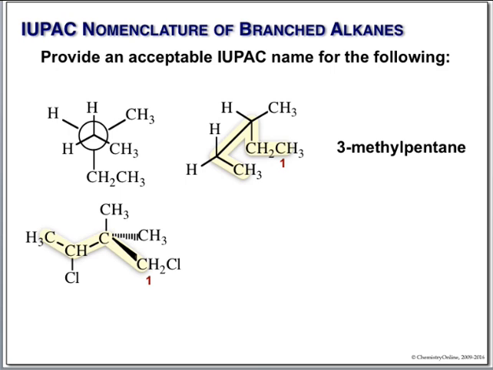So think about how you put this together then. We have 1,3-dichloro, 2,2-dimethyl, and it's still a butane. So that is systematic nomenclature.